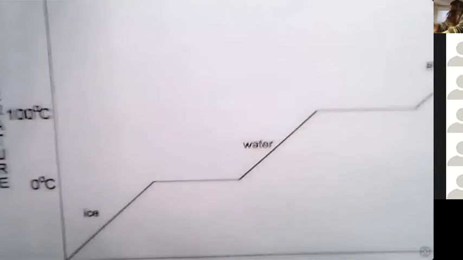Okay, so this is a phase change diagram. We have done these. You've done, oh, you girl, sorry about the monkey cam. Zoom.